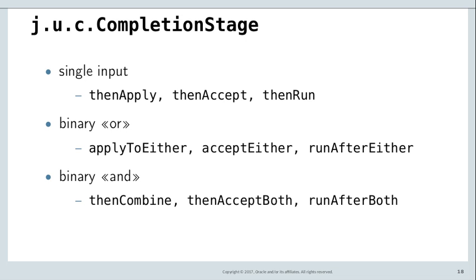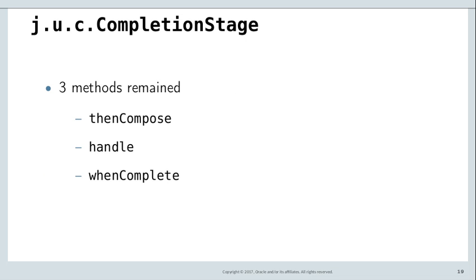Three of them are a binary OR operation, when our future is completed when only one of the inputs is completed, and the third group is a binary AND operation. It's the case when our future is completed only when both inputs are completed. That's a powerful enough basic set of operations which allows us to make actions, nets, chains of arbitrary complexity. That's enough. Okay, we have three other methods: thenCompose, handle, whenComplete.